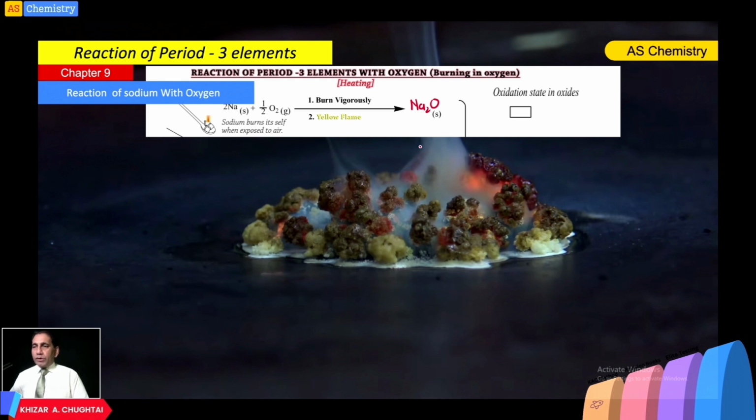So after burning of sodium, especially at high temperature, it is going to burn with a yellow flame and sodium oxide, a solid ionic compound, is supposed to be formed. In this case, the oxidation state in the oxide: +2 for sodium, -2 for oxygen, and for 1 sodium, the answer is +1. So the oxidation state of the metal is equal to +1.